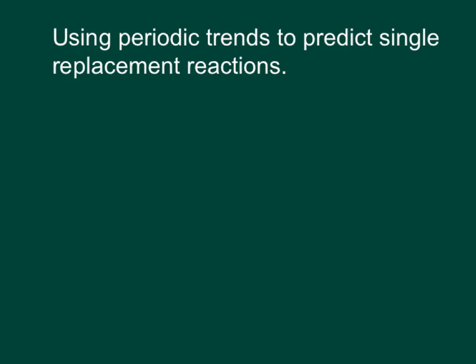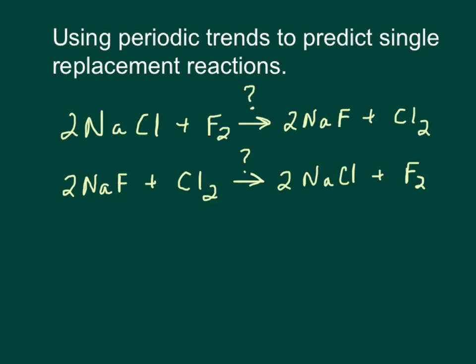In this video, we're going to take a look at the relationship between periodic trends and single replacement reactions. Single replacement reactions are going to only spontaneously proceed in one direction. Let's look at these two related reactions to try to see if we can apply what we know about periodic trends to figure that out.